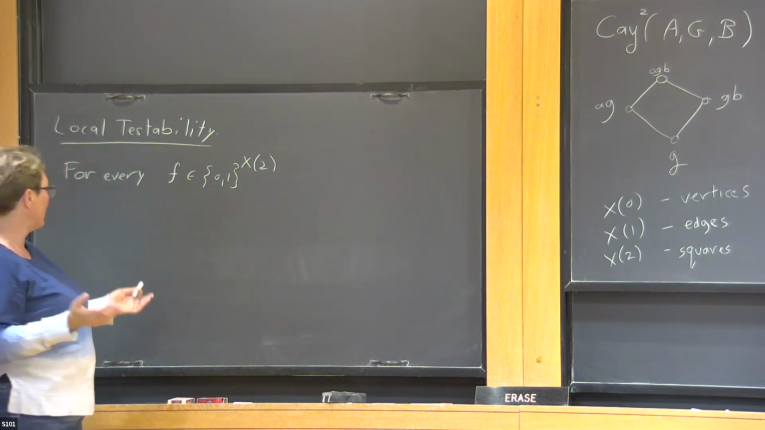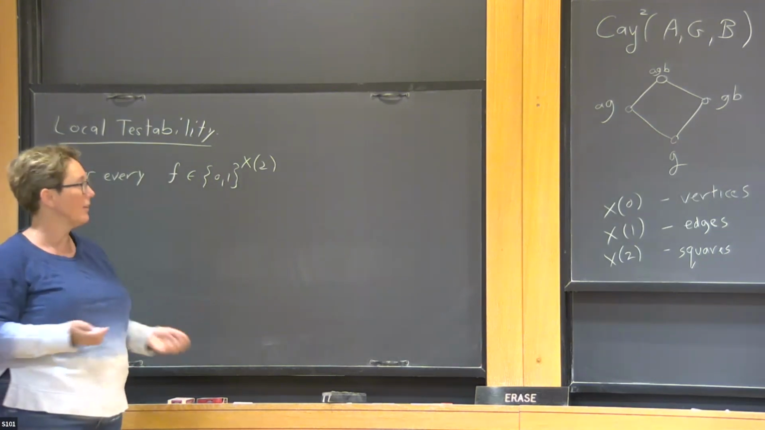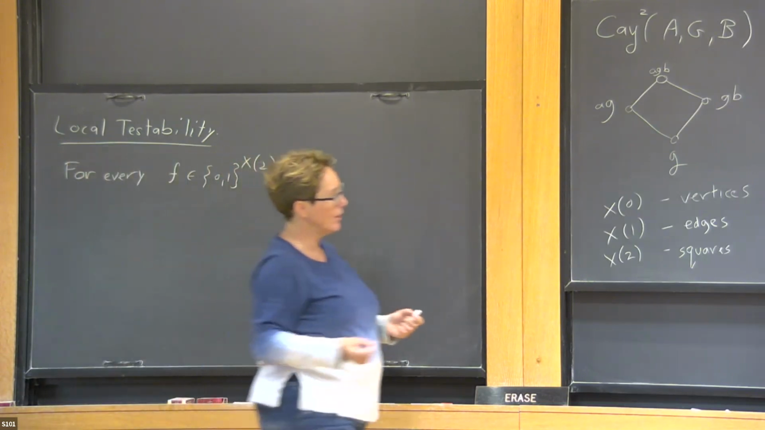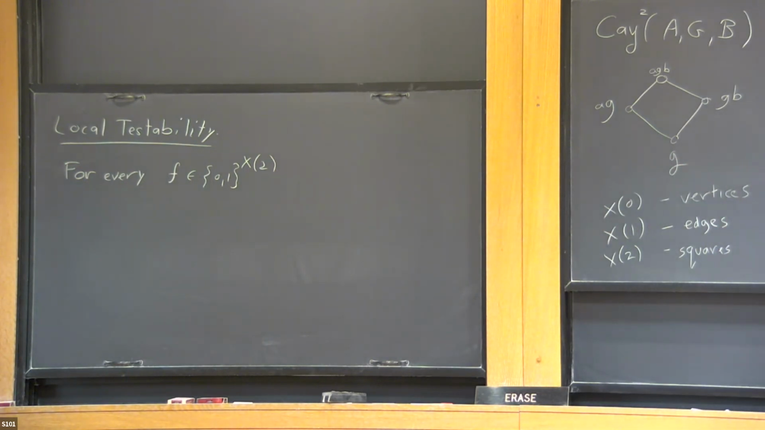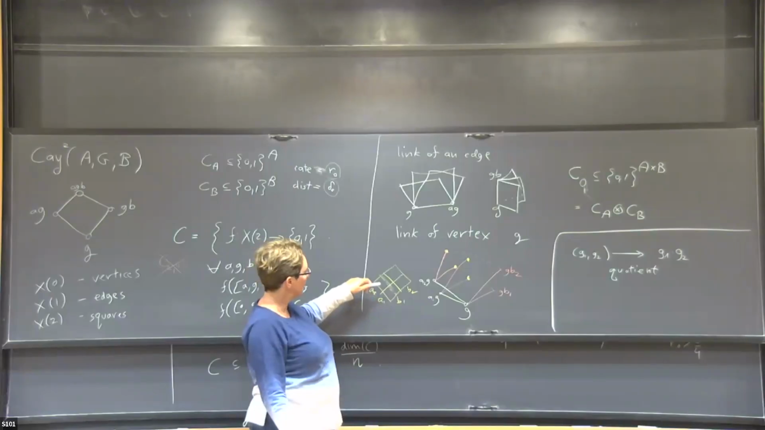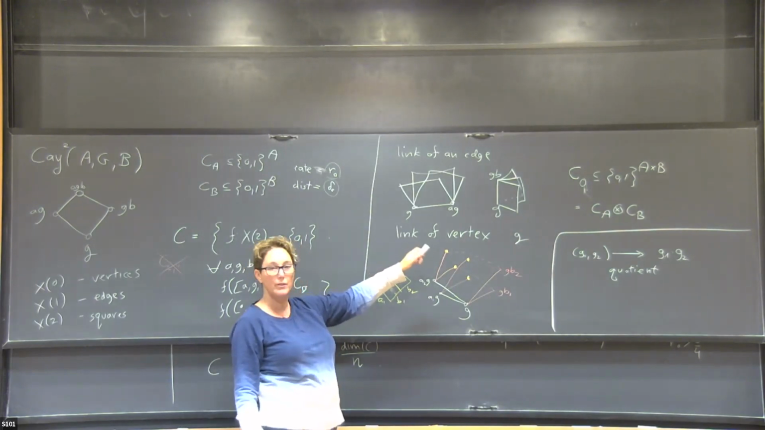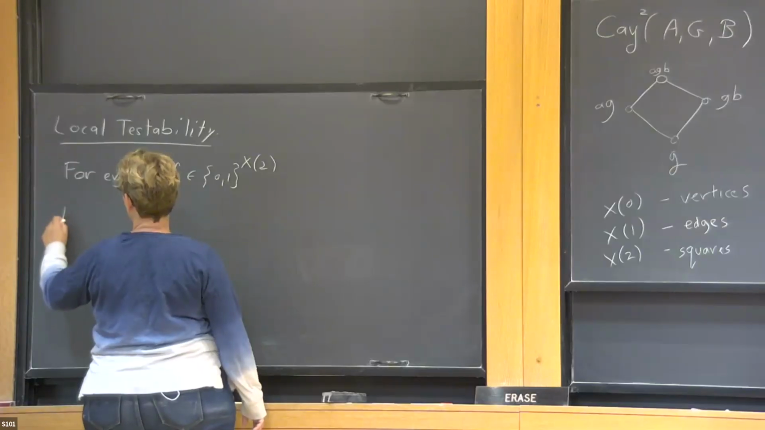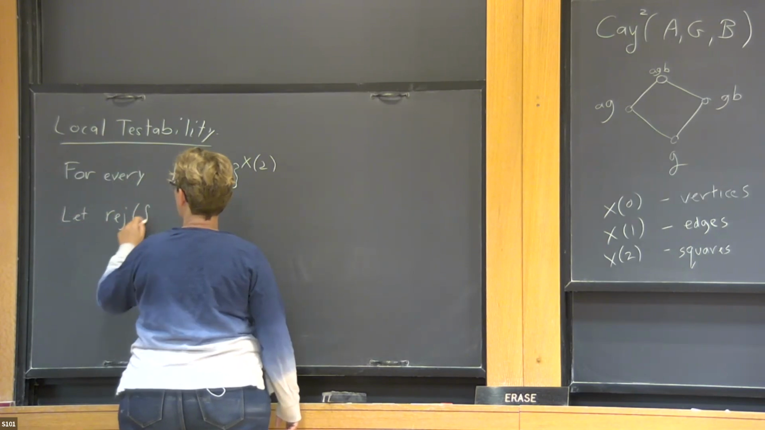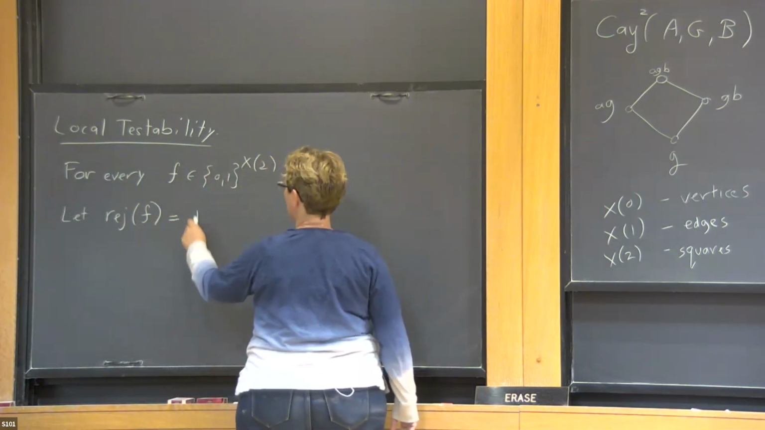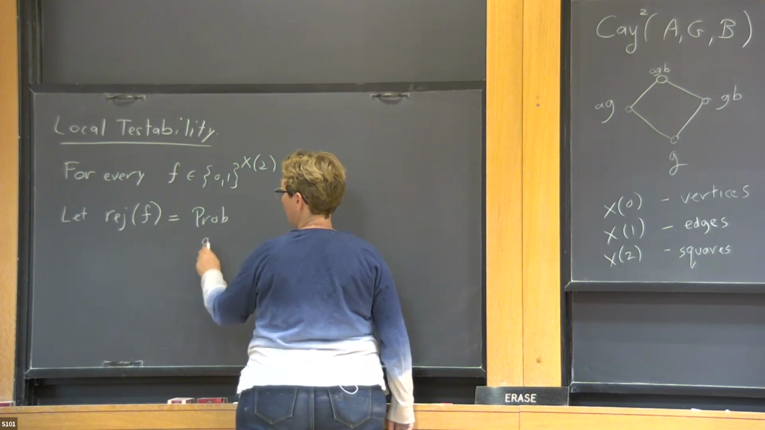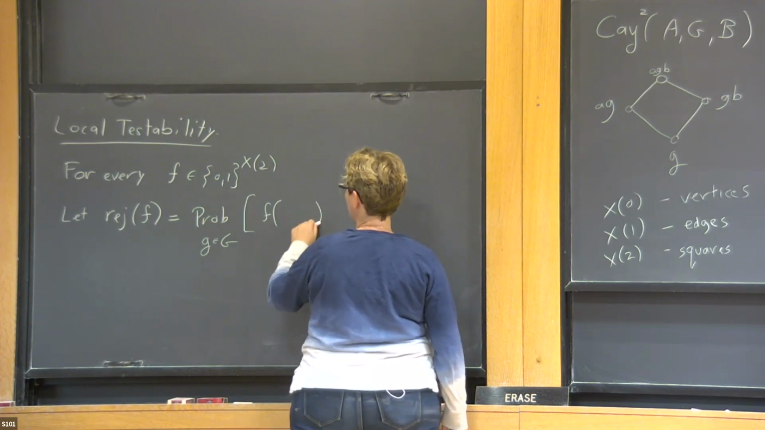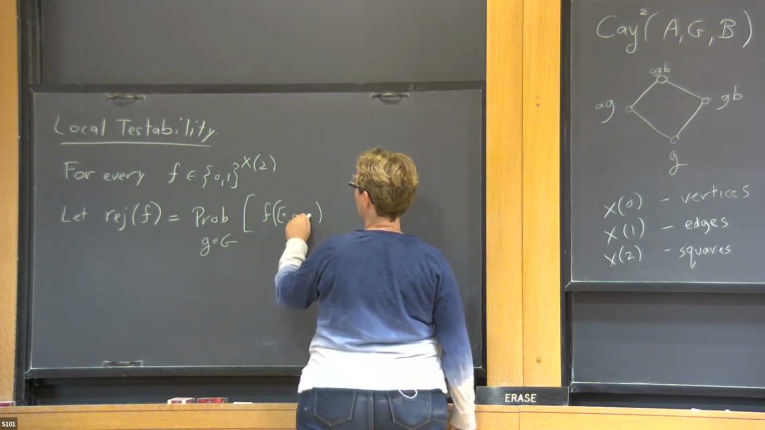So I need to say what the test is, right? The test will be to select a random vertex G and to read the entire set of squares touching G and to see whether they belong to the tensor code CA times CB. So let's write it. I'm going to write reject of F. What is it? It's the probability that the test fails.